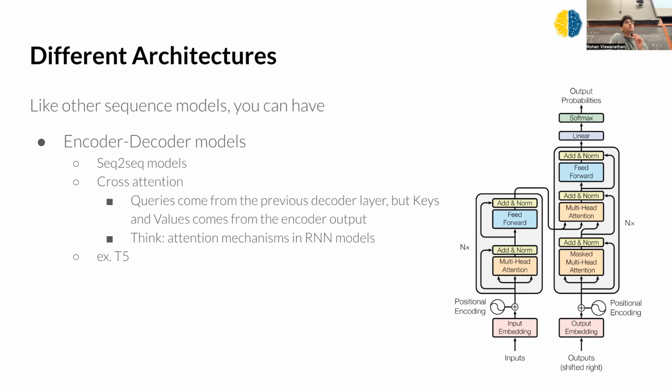Like other sequence models, we can have encoder-decoder models in any sort of sequence-to-sequence task. Cross-attention is where queries come from previous decoder layers, but keys and values come from your encoder output. So you're taking an encoder with keys and values, and our queries come from the previous decoder representation. This is an example of implementing attention mechanisms in RNN models where we have some sort of implicit sequence and encoder-decoder representation.